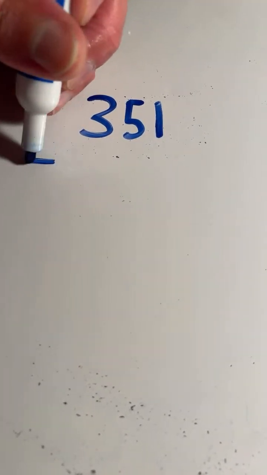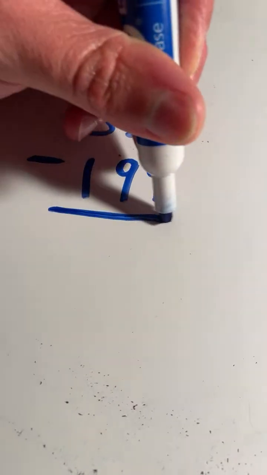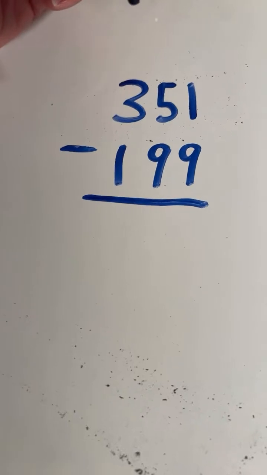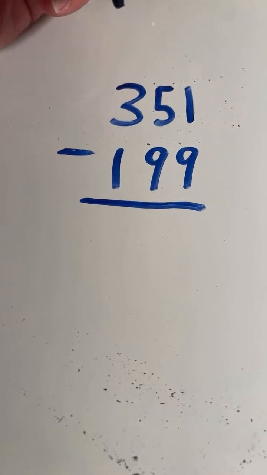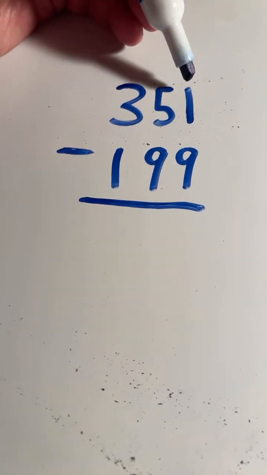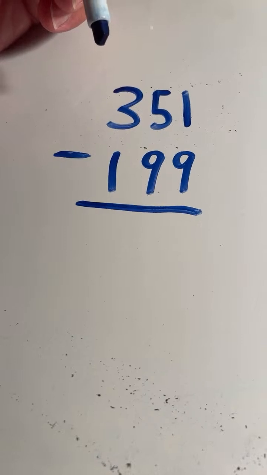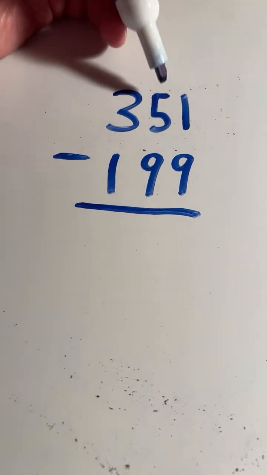351 minus 199. So checking to see if regrouping is needed, and it is. You can't start out with 5 and take away 9. You also cannot start out with 1 and take away 9. So we need to regroup in both the tens and the ones place.